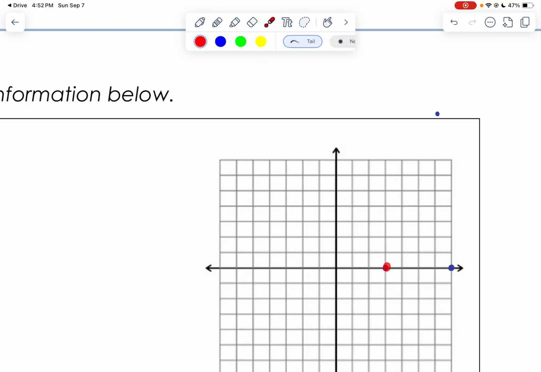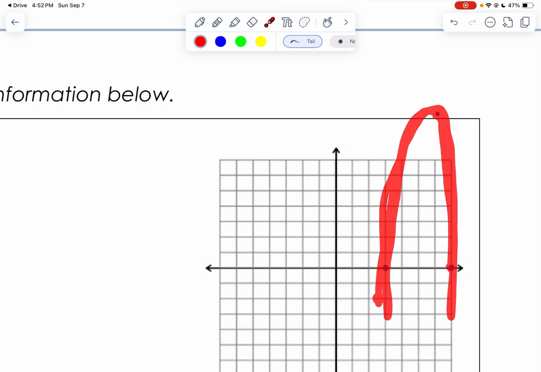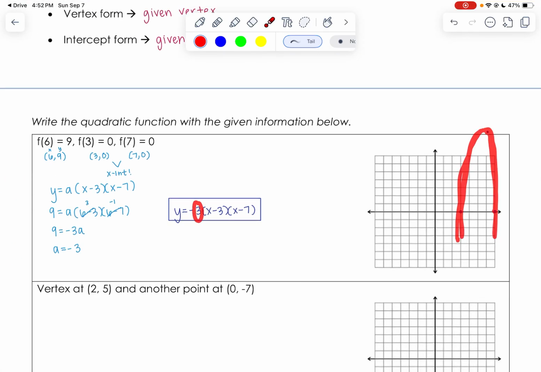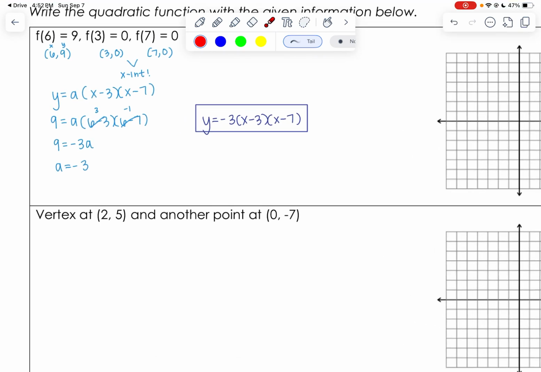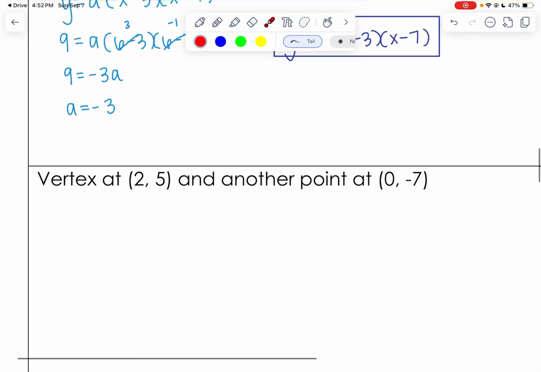So there's my x-intercepts, and I have a point on this side. It's doing something like this. And if it's doing that, that means it's pretty steep, which I found that a was negative 3, right? Vertically stretched, and negative, it was going down, so it works. Sometimes just a quick sketch of the graph is all that you need to know that you're going in the right direction. For this next one, you have the vertex.